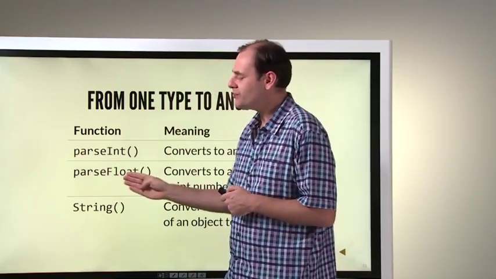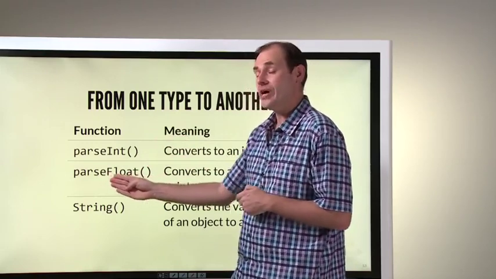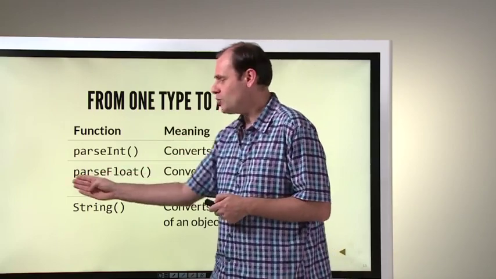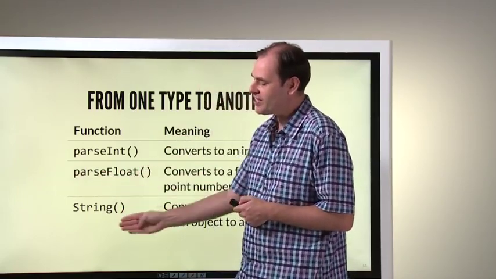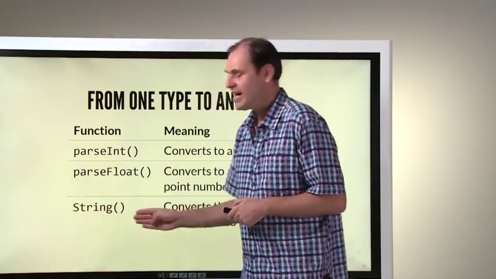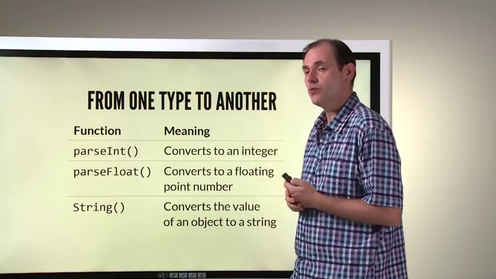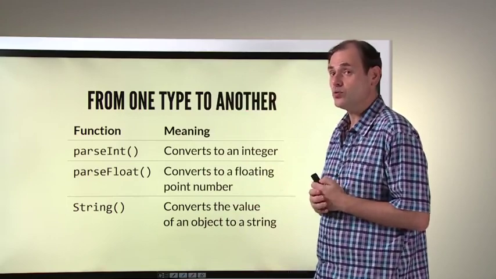There's also parseFloat, same idea. Put something in the brackets, it will convert it to a float, which means a number with a decimal place, and then you could put it in a variable. String, same idea. You could put a number in here, and it will convert it to text. And you could put it in a variable and start manipulating it. So there's a few commands for converting from one type to another. All right, that's the end of our discussion of variables in JavaScript.